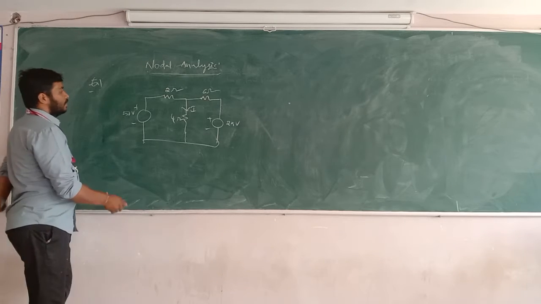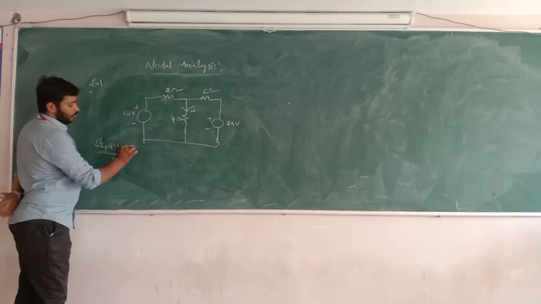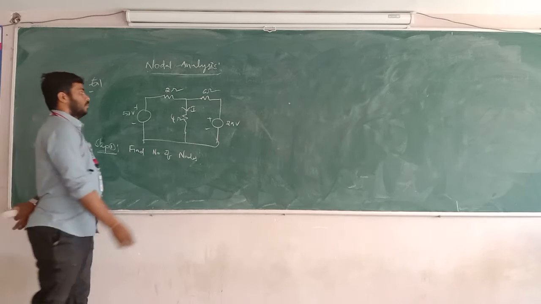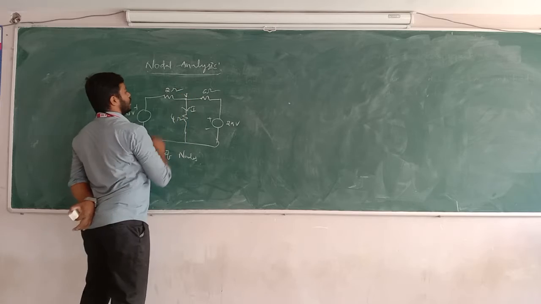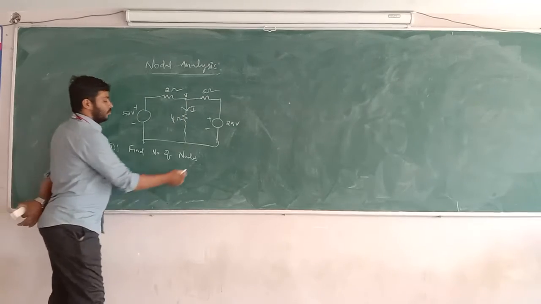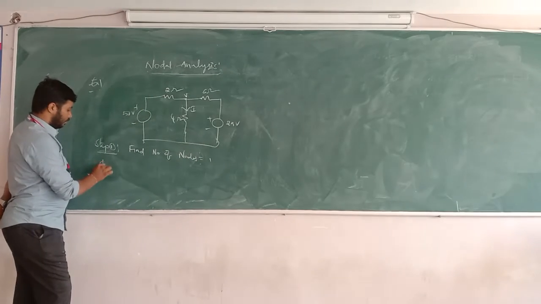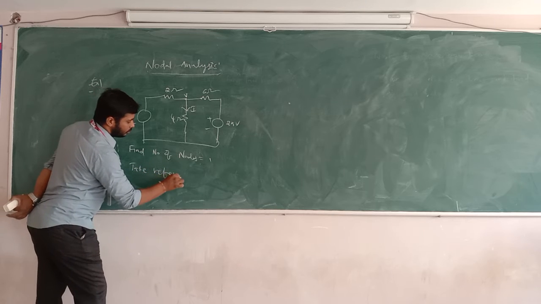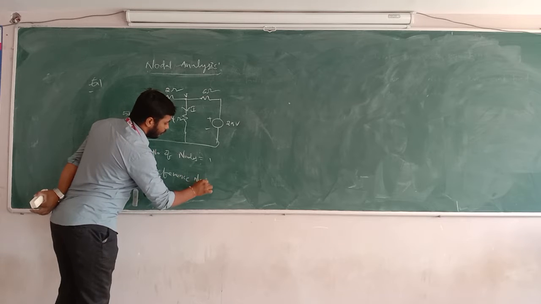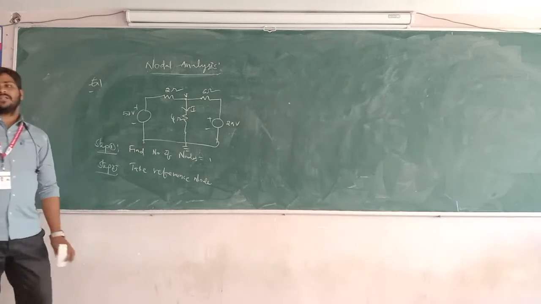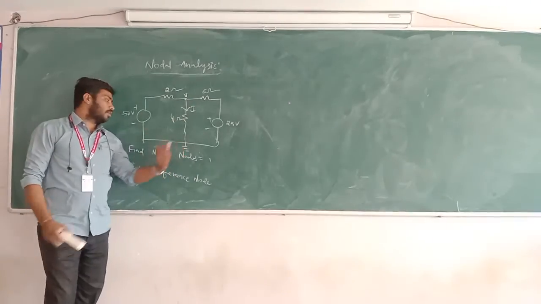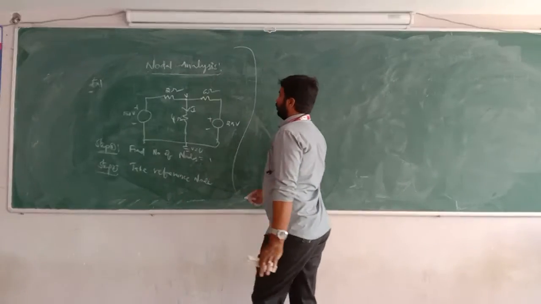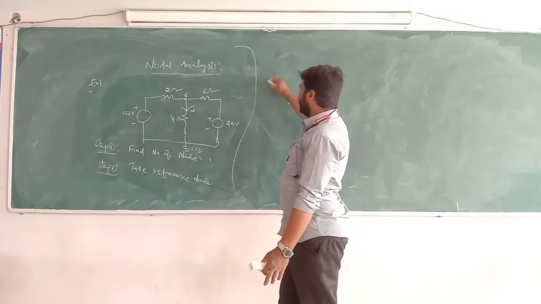In the first step, find the number of nodes. How many nodes are there? There is only one. The node voltage we can call V. Next, step 2: take the reference node. Reference means where all elements meet at a common point. That common point is the reference, and its voltage is equal to 0. The reference node is done, and the node voltages are done, as we already indicated the node voltage. Now our major step is the next step.